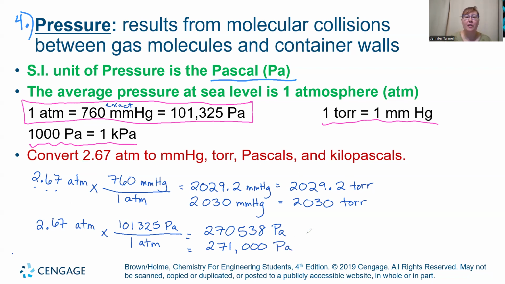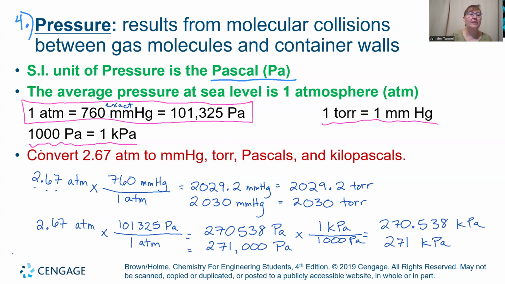And then if we were going to convert that value to kilopascals, we would note that there are 1,000 pascals in every kPa, which would give us 270.538 kilopascals, or with significant figures, 271 kilopascals. So hopefully that is all mostly review from chapter 1, but there will be a lot of conversions again in this chapter.